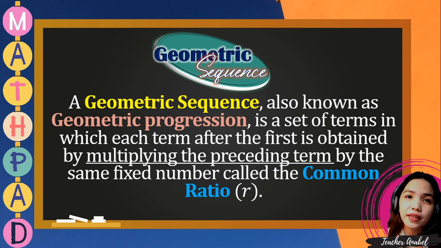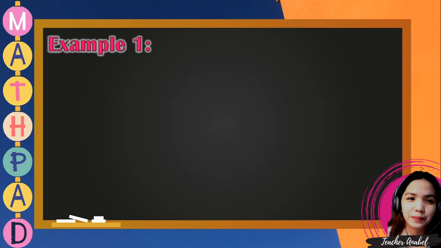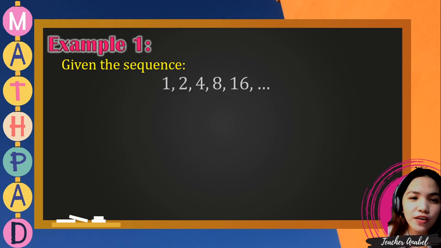So kung sa arithmetic sequence, para makuha yung kasunod na term, idinadagdag natin yung common difference. Dito naman, sa geometric sequence, makukuha natin ang kasunod na term kapag i-multiply natin yung ating common ratio. And, paano makukuha ang common ratio? So, let us have this example. Given the sequence 1, 2, 4, 8, and 16.